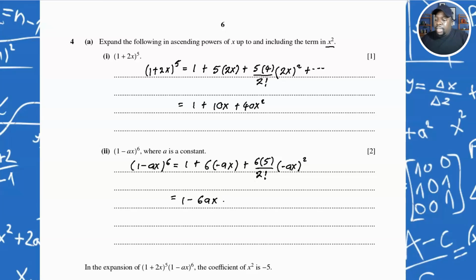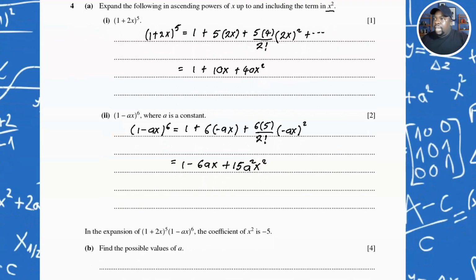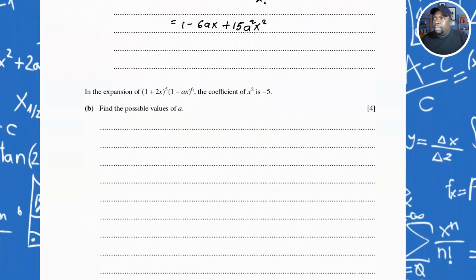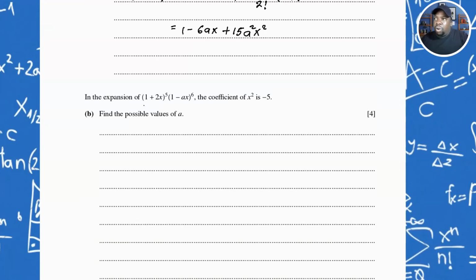So basically we have plus 15 a squared x squared. So that's what we get right here. Okay, so that's how we do it for part A. Let's go on to part B, which says in the expansion of 1 plus 2x raised to the power 5 of 1 minus ax raised to the power 6, the coefficient of x squared is minus 5. Find the possible values of a.